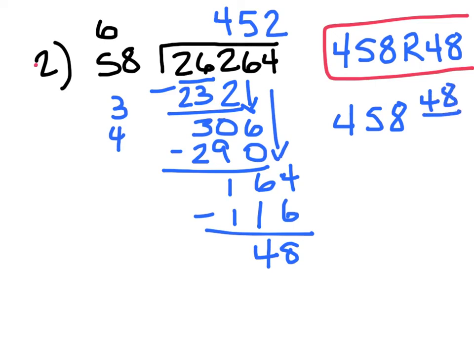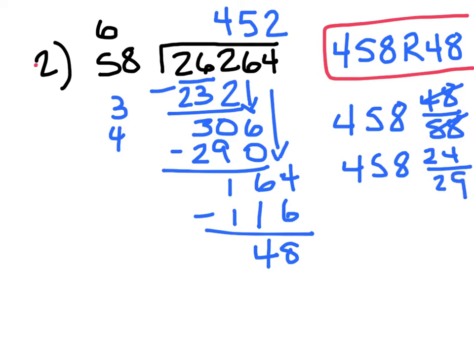And in this fraction, we are able to reduce both by 2. So our answer will look like 24 and the half of 58 is 29. That will be our answer as a mixed number.